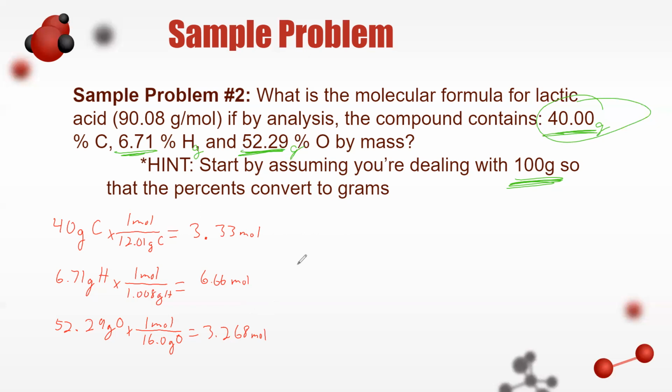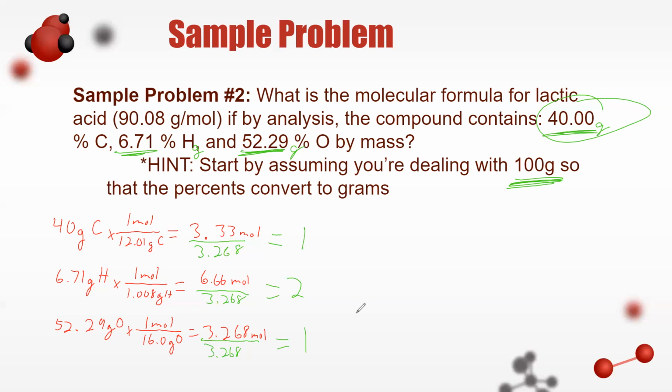So now I've converted to moles, which is great. So what I need to do next is I need to divide every single one of these mole amounts by the least amount of moles that I ended up with. So if I look at my numbers, this 3.268 is my least amount. So I'm going to divide every single one of these by 3.268. Okay, and my top number, I'm going to get about 1 for that. For this second one, I'm going to get about 2. And for this third one, I'm going to get exactly 1, right?